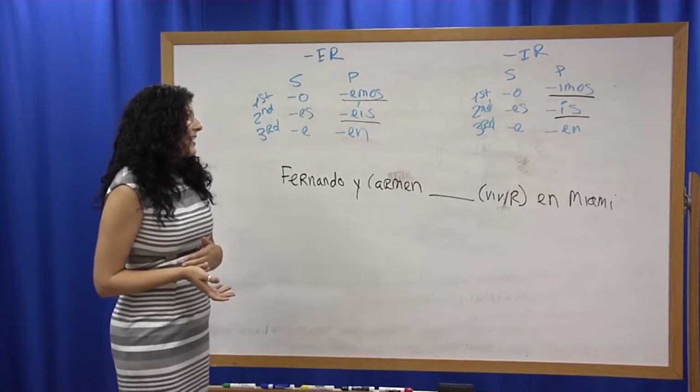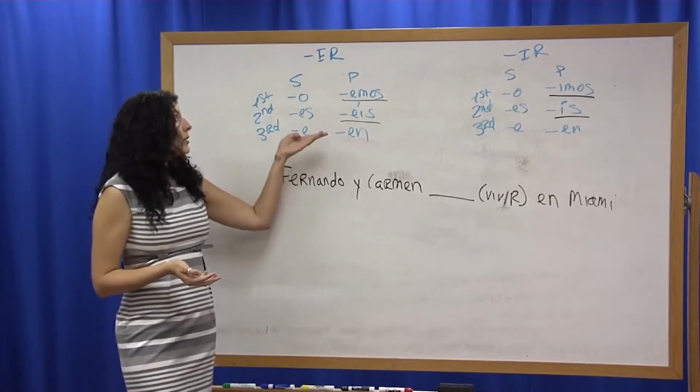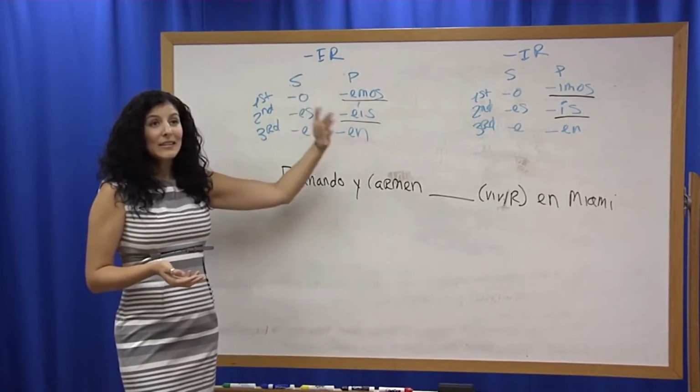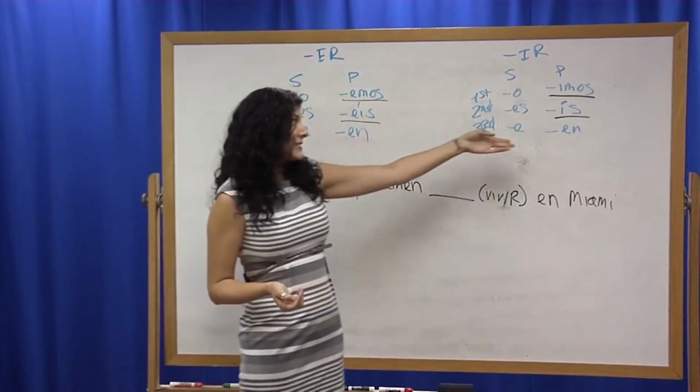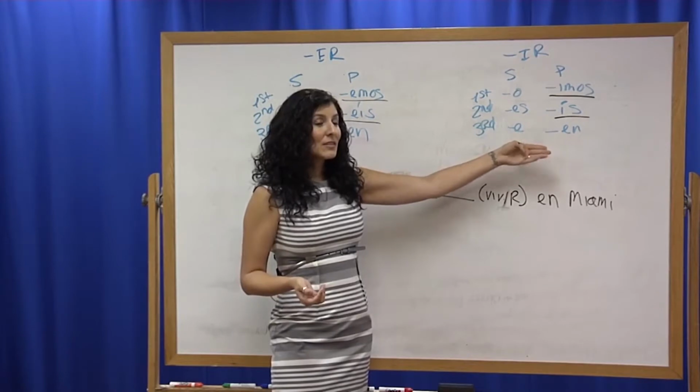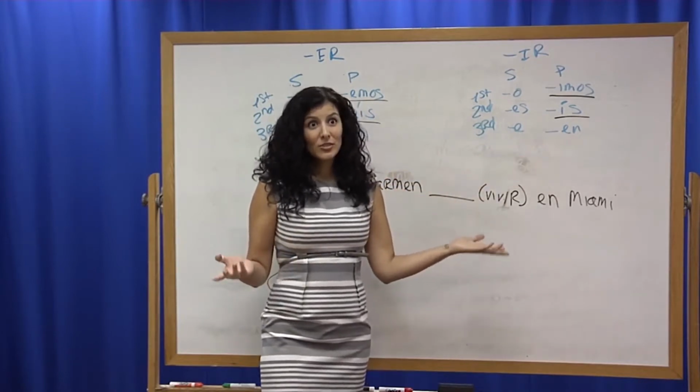Here we have listed the endings that we might need for regular ER verbs. An example of this might be comer, which means to eat. And we also have the same for regular IR verbs, such as vivir, which means to live.